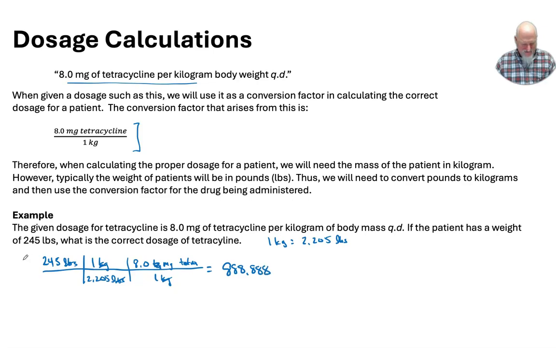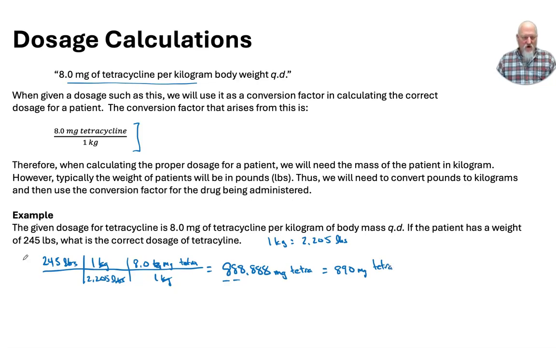888.888 milligrams of tetracycline. We'll just write as tetra. They may have you do significant figures, they may not. I'm going to do them here. So 3 significant figures, 4 significant figures, 2 significant figures. So that should be 2. The 8 rounds up. So we get 890 milligrams of tetracycline.